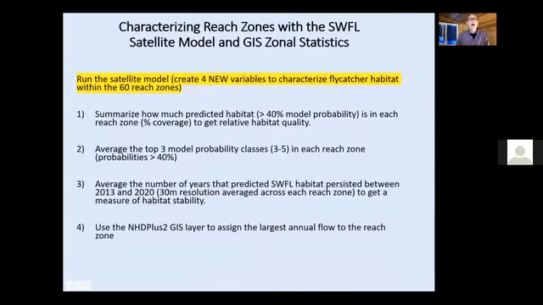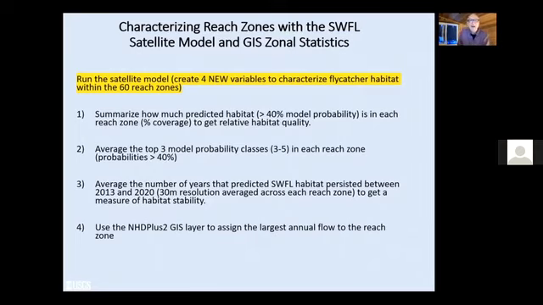All right, so how did we do it? We ran the satellite model and created 4 new variables that characterize the habitat in 60 reach zones. The first variable was how much habitat greater than 40% probability that the satellite model calculates is in each reach zone. So it's actually calculating the percent of the reach that's covered in habitat.